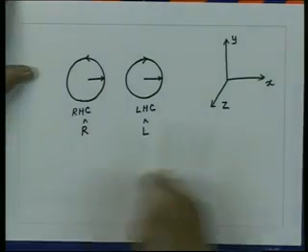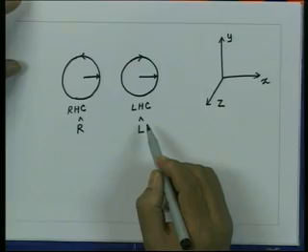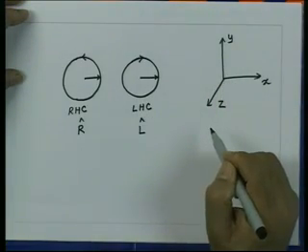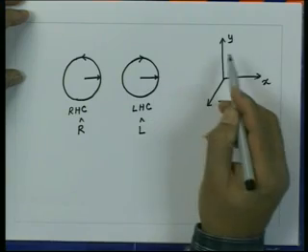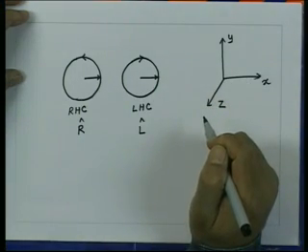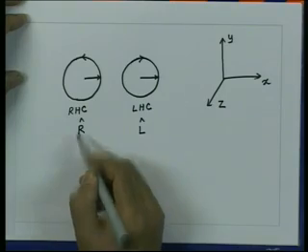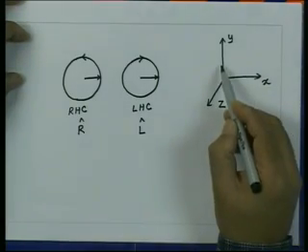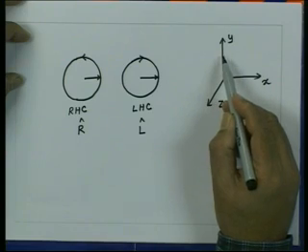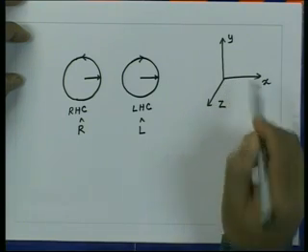Now, we know that a left handed polarized wave can be generated by two unit amplitude x and y polarized waves with a phase difference between Ey and Ex of plus 90 degrees, and a right handed polarized wave can be generated by a combination of two unit vectors x and y with Ey lagging by 90 degrees with respect to Ex.